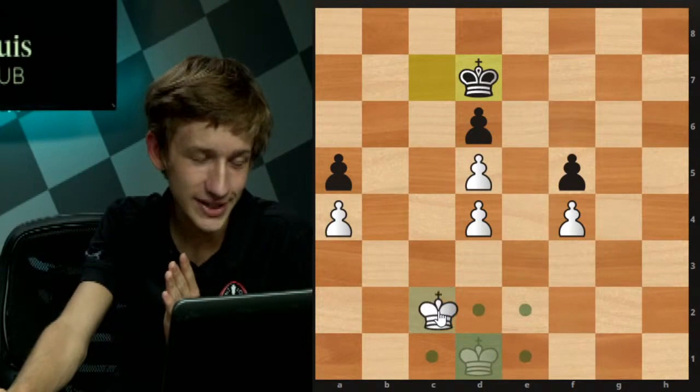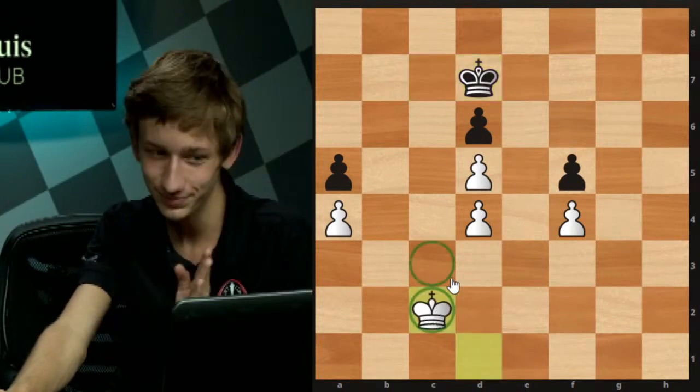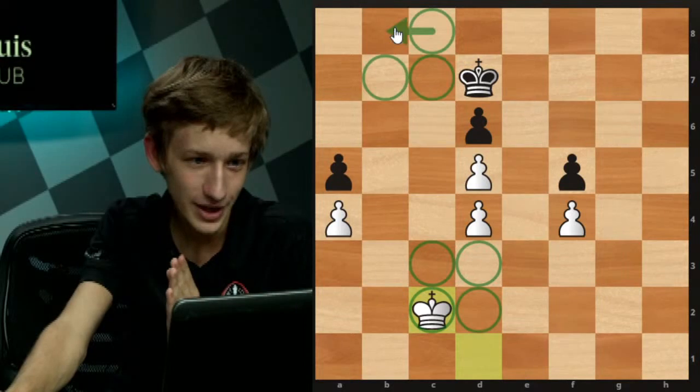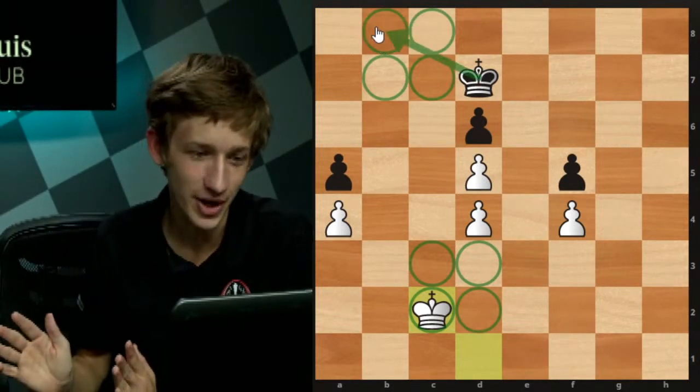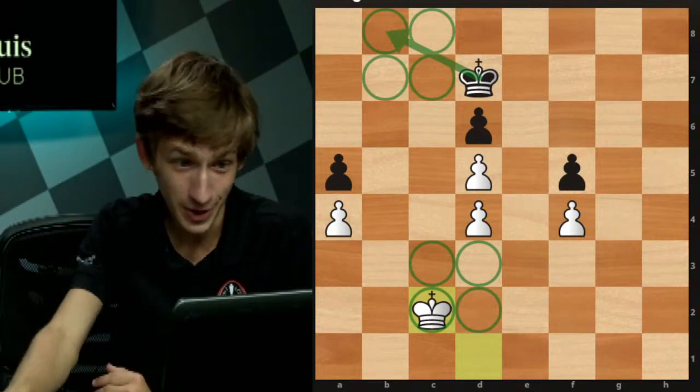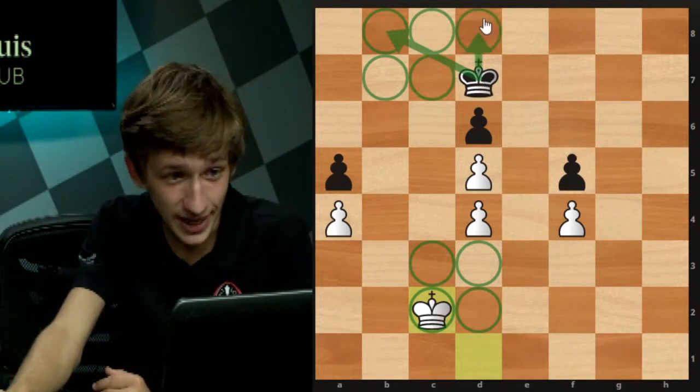Ah, so of course it's King C2 here. Everybody knows it's King C2. Why is it King C2? Because black no longer has access to the B8 square. This is where I got a little bit confused, okay? And why isn't King D8 good enough?